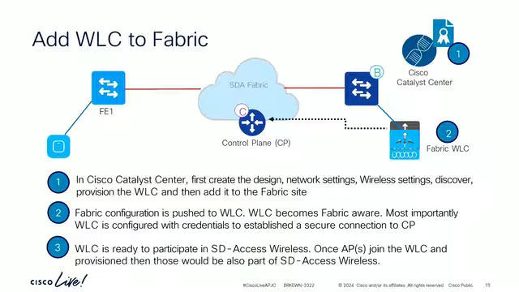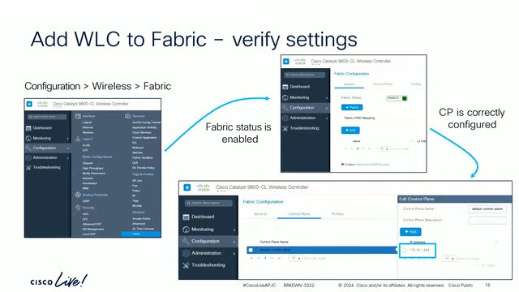Once that is added into the fabric, we just have to check. How can we check? We can check by going into Configuration, Wireless, Fabric on the WLC graphical user interface. From there, we can see that it's enabled, and we can also see which CPs, control plane nodes, are added into this WLC. So that's how the WLC is added into the fabric, and it is integrated with the control plane nodes.